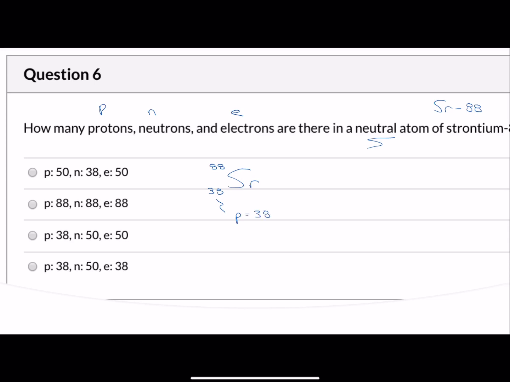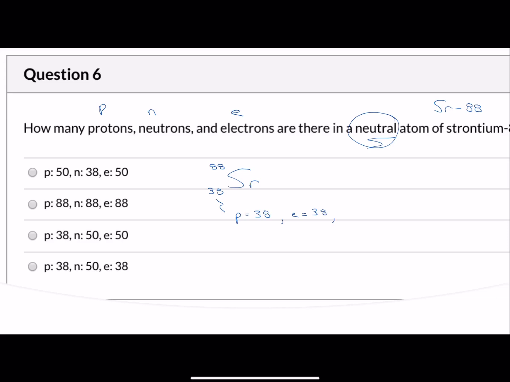And this is really important, that it's a neutral atom. So there's no charge. It's not a cation. It's not an anion. So if it's a neutral atom, I'm going to need exactly 38 electrons, which are negatively charged, to balance out the 38 protons, which are positively charged. So my number of electrons is going to be 38.